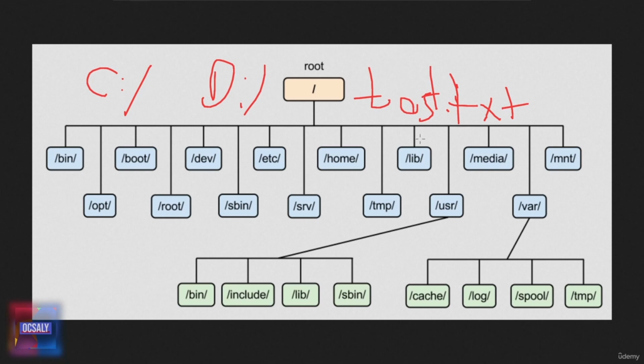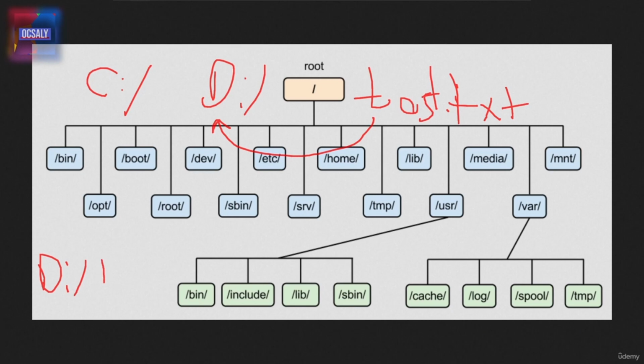So for example, if you save test.txt on a flash drive, in this case the flash drive designated by the letter D, the file path would be D:\test.txt.